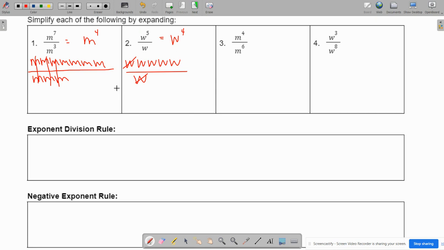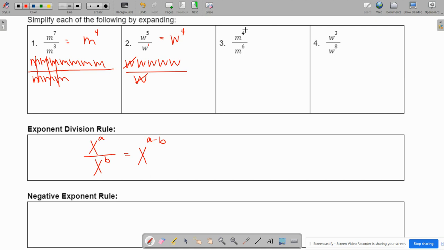You're probably starting to recognize a rule here: if we divide two powers with the same base, so they each have a base of m, we can actually subtract the exponents. 7 minus 3 equals 4. 5 minus 1, since this has an exponent of 1, equals 4. So our exponent division rule is x to the a power divided by x to the b power. Since they're powers with the same base of x, my final answer would have the base of x, and the exponent would come from subtracting this exponent minus this exponent.